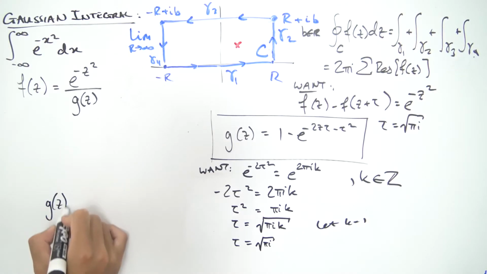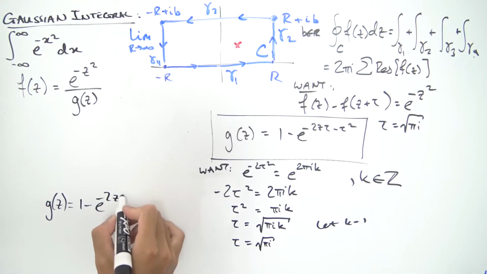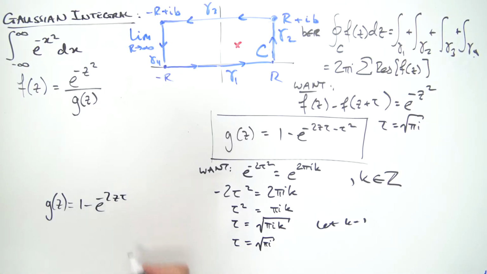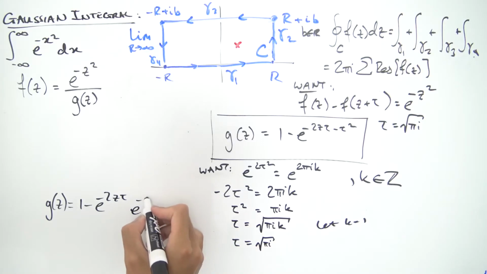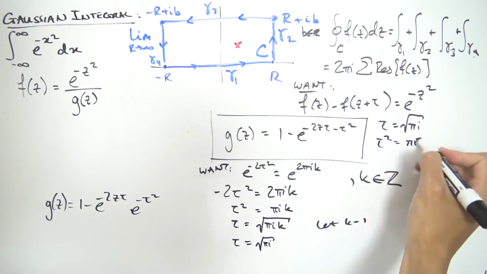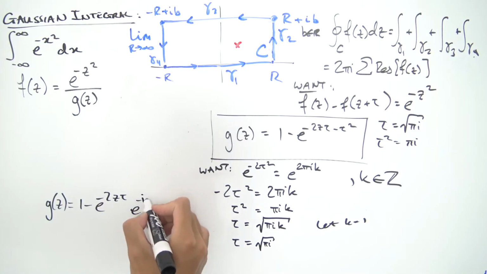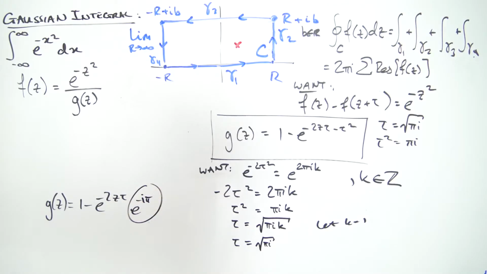So g of z is now equal to 1 minus e to the minus 2z tau. And then we have a minus tau squared. So that's e to the minus tau squared. But notice tau squared is equal to pi times i, just squaring both sides, cancelling out that square root. And well, if tau squared is pi times i, this row over here is negative 1. And that's going to switch this negative into a positive. So g of z is equal to 1 plus e to the minus 2z tau.